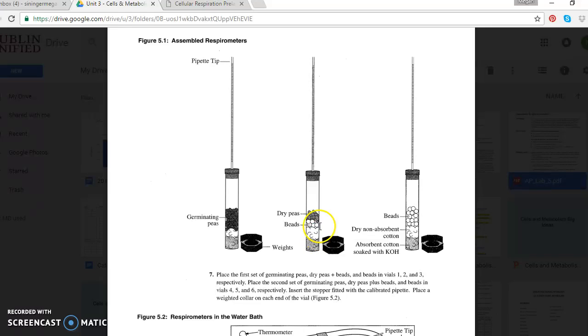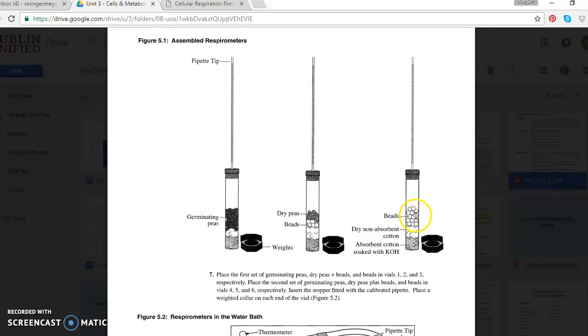You have germinating peas in here that have had water added to them and they're ready to grow. Then in the second vial, you have non-germinating peas, or we call them dry peas. And then you also have those with some glass beads, and that's because dry peas are smaller than germinating peas. So we use the glass beads as a way to control for the volume, so that both the volumes are equal in these vials. And then the third vial, you have just regular glass beads, and that's going to act as your control.